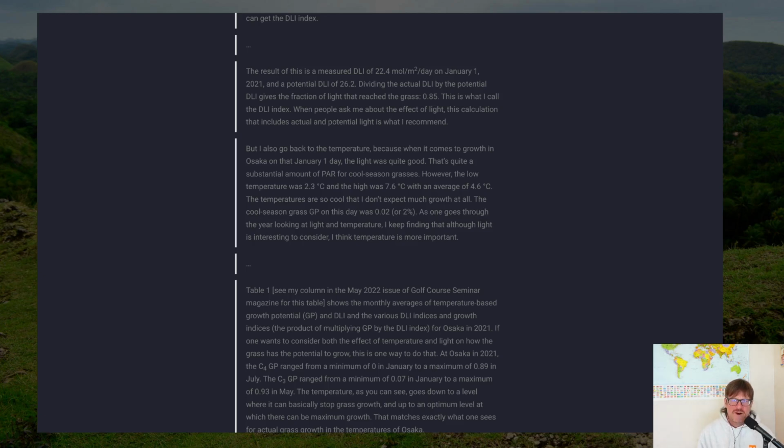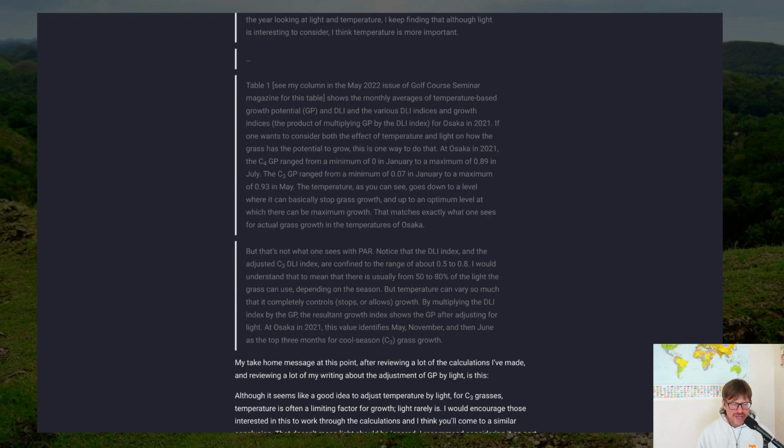And if the light cannot be limiting, then I don't really see how it can be included with the growth potential based on temperature when the temperature itself is completely limiting.